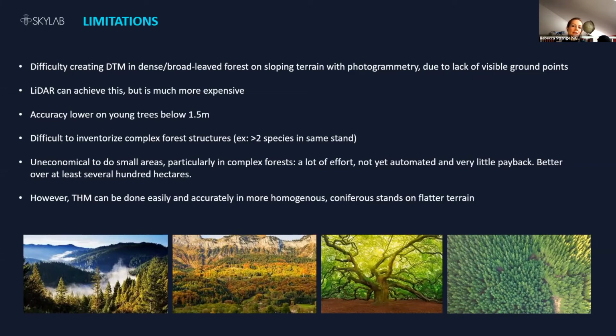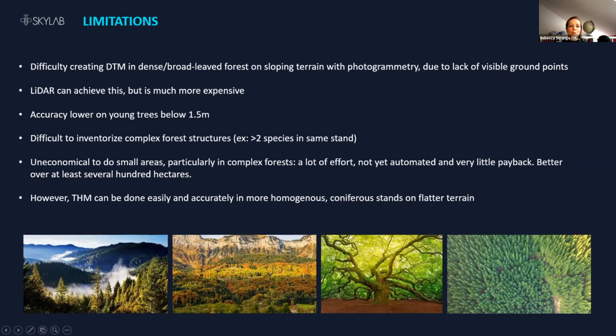So it's better to have at least several hundred hectares before you go into this kind of volume modeling, full forest inventory. But having said that, the tree height model can be done easily and accurately and cheaply in any kind of plantations that are a bit more homogeneous and coniferous and on slightly flatter terrain.